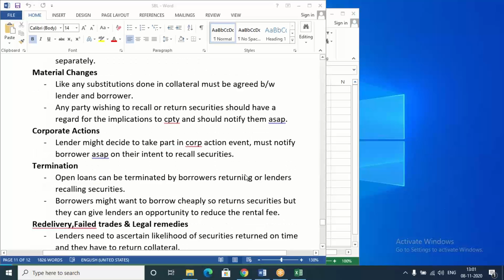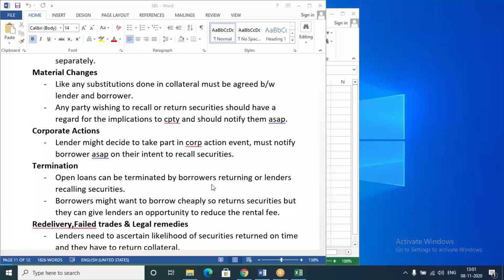Termination of the contract. How can a contract get terminated? If it's a fixed contract, it will get terminated on value date with the borrower returning the securities and the lender returning the collateral and charging the rental fee. Okay, is that clear?